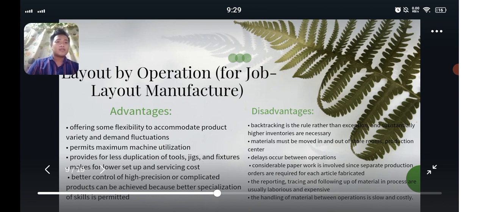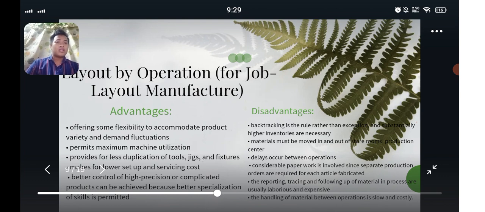Then the second one, material must be moved in and out of the storerooms and production centers. The third one, delays occur between operations. The fourth one, considerable paperwork is involved since separate production orders are required for each article fabricated.